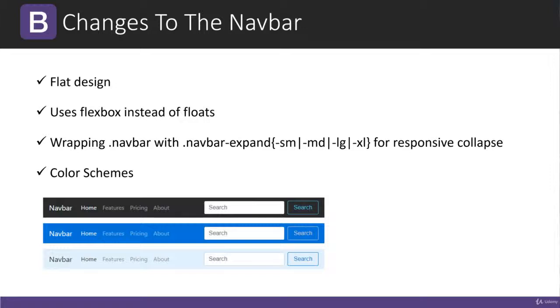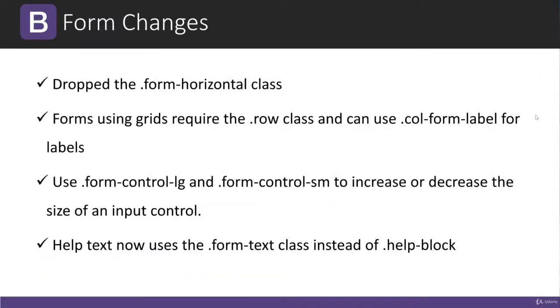So there's also been changes to the navbar. It now uses a more flat design, just like most of the other components. It also uses Flexbox for alignment as opposed to floats. And we can add different sizes in the navbar-expand class. What this means is that if we want the menu to collapse and be responsive on small screens, we can just do -sm. If we want it on medium screens, we can do -md, as well as large and extra large. Okay, so it makes it more responsive. We also have some extra color schemes as well.